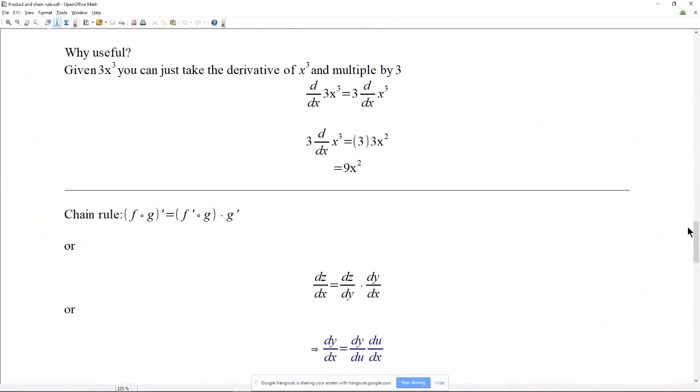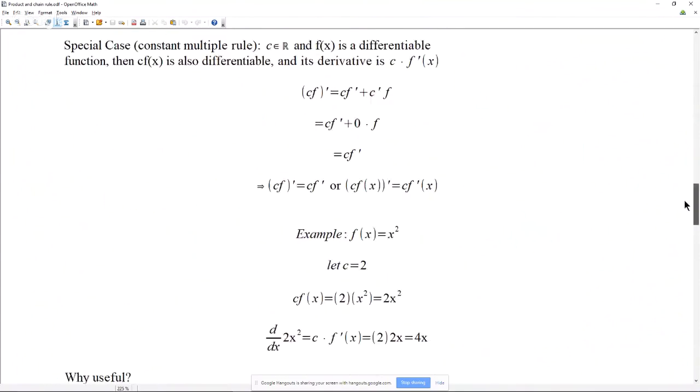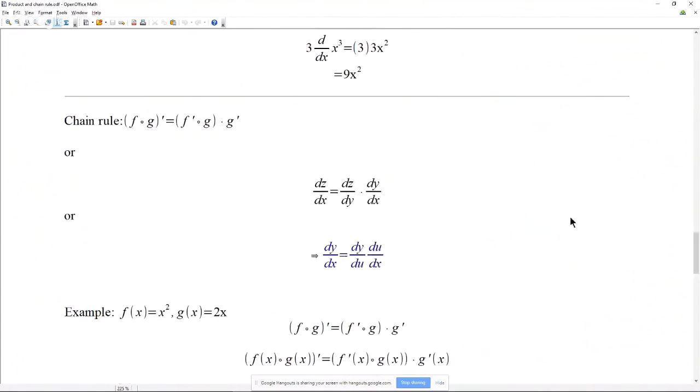Now the chain rule, unlike the product rule, which is when you have the derivative of the product of two functions, is when you have the derivative of the composite of two functions.